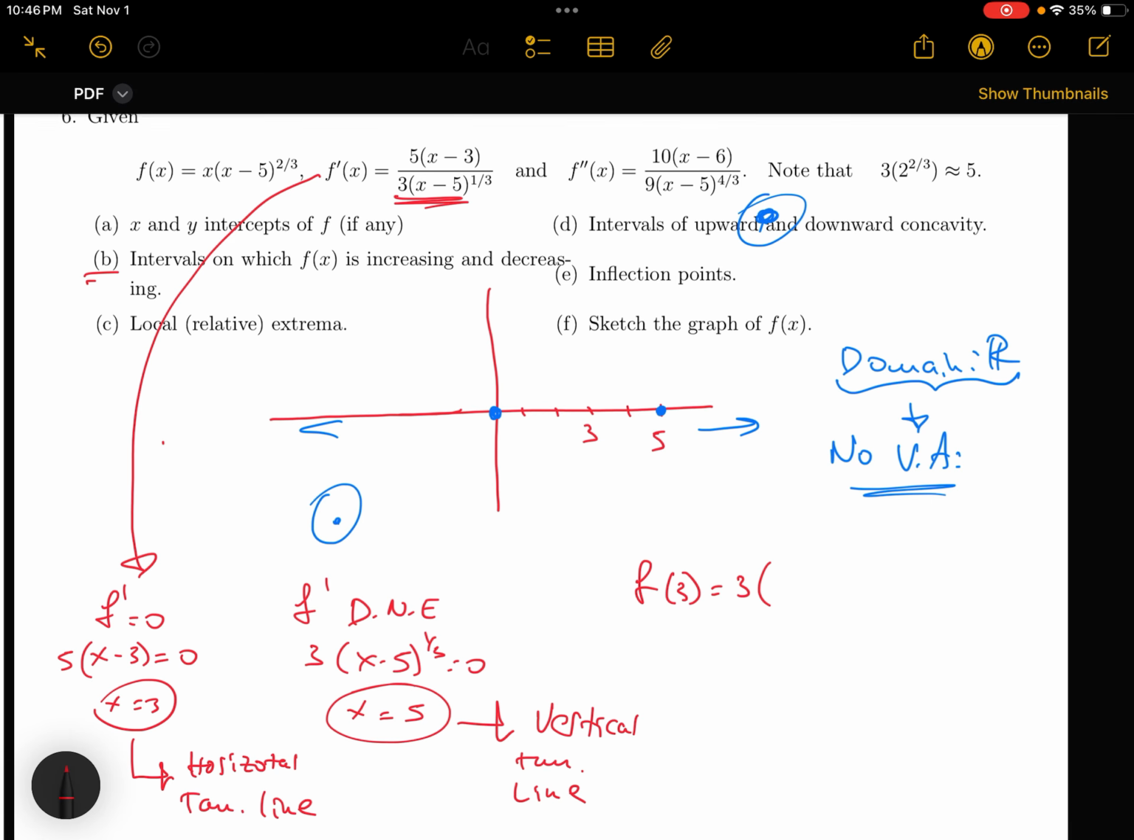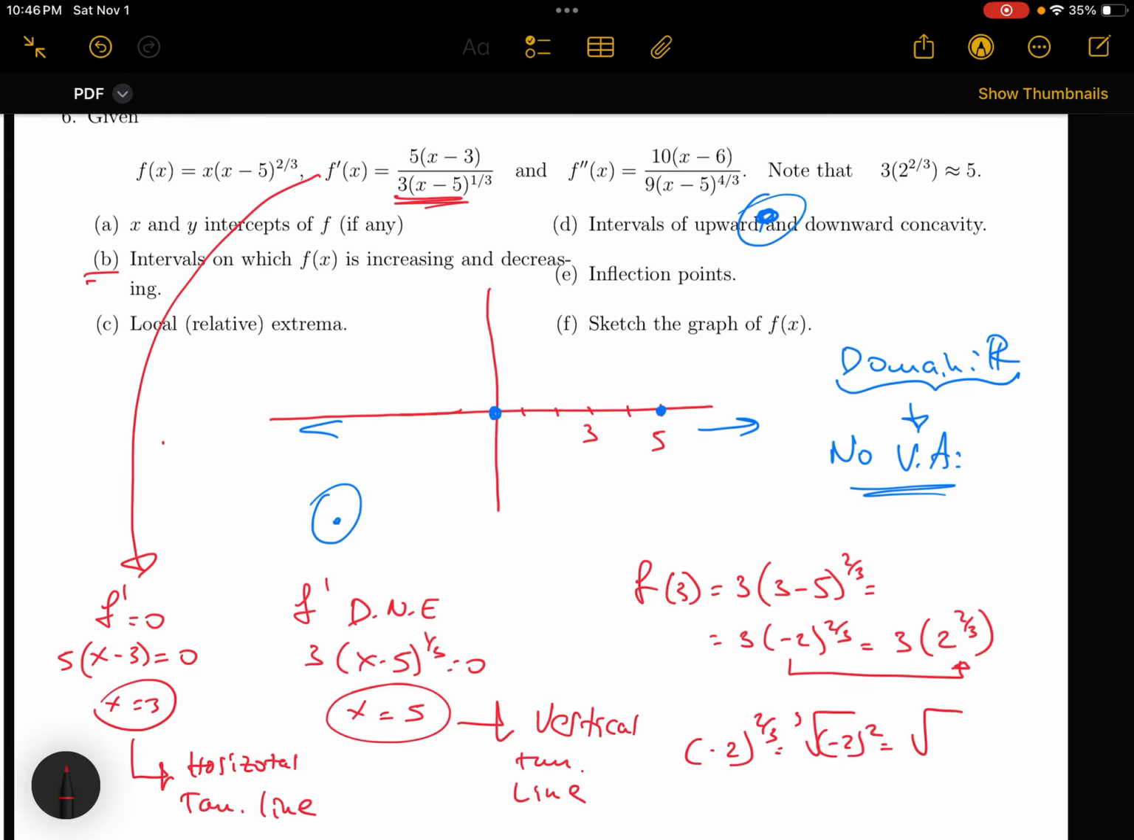f of 3 is equal to 3 times (3 minus 5) to the power 2/3, which is equal to 3 times (negative 2) to the power 2/3, which is equal to 3 times 2 to the power 2/3. And why is this equal to this? Because negative 2 to the power 2/3 is equal to the cubed root of negative 2 squared, which is the cubed root of negative 1 squared, which is simply 1. So that's 4, which is the cubed root of 2 squared.